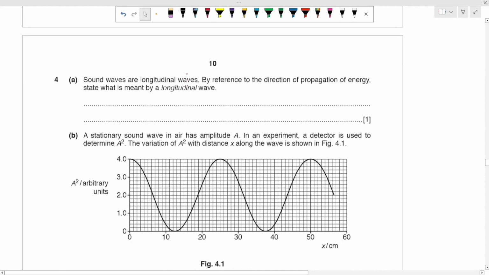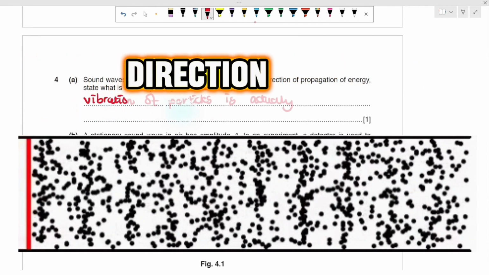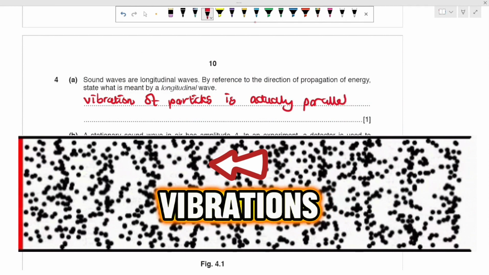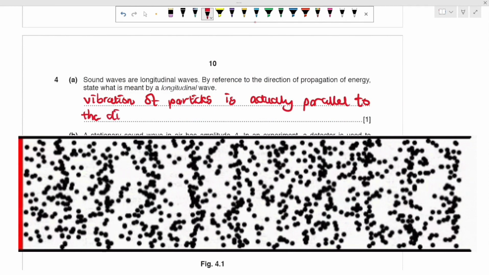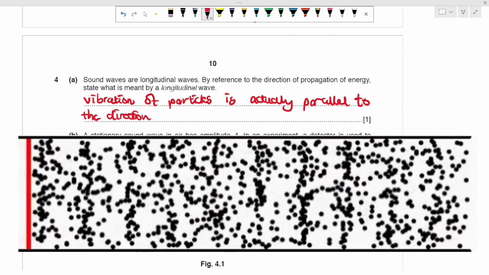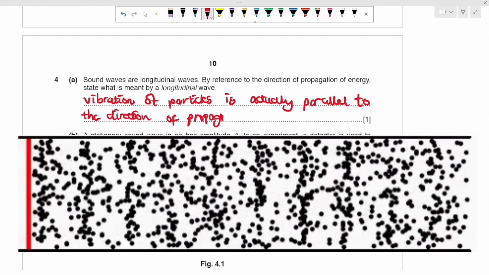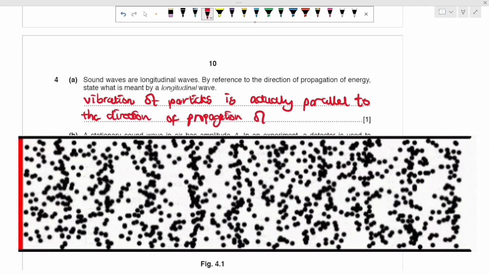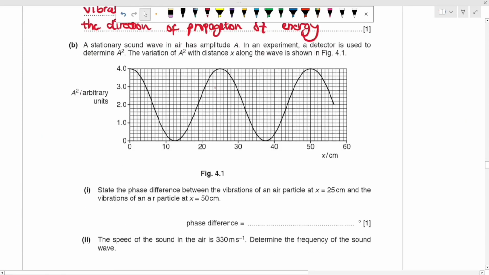Question 4. Explain what is meant by a longitudinal wave by reference to direction of propagation of energy. Okay, this is simple, in a longitudinal wave, the vibration is parallel to the direction of propagation of energy. Okay, very important for you to be thinking of that.